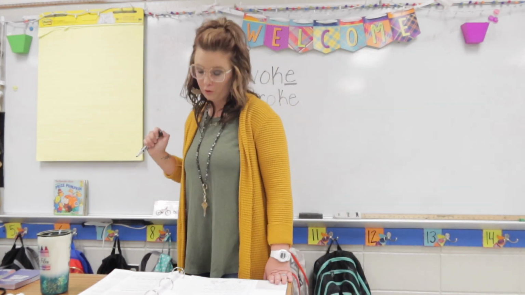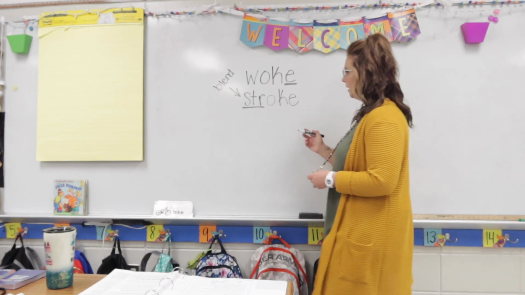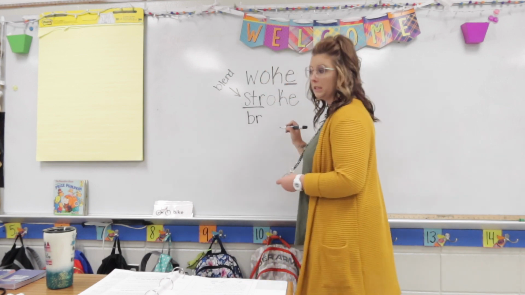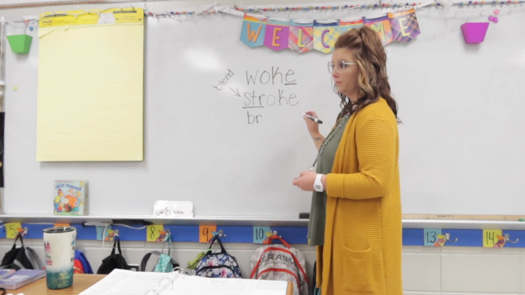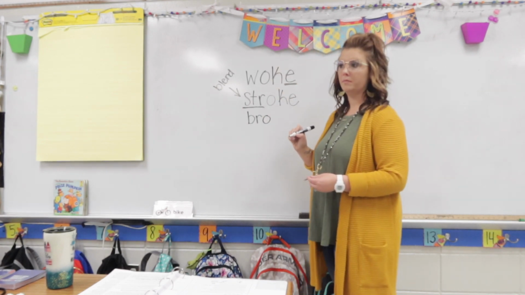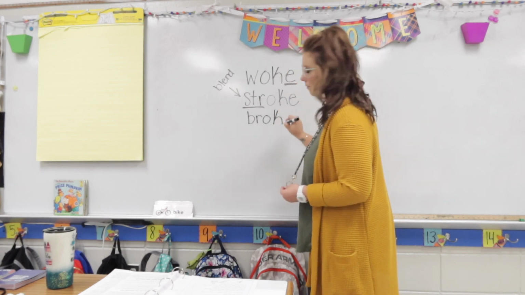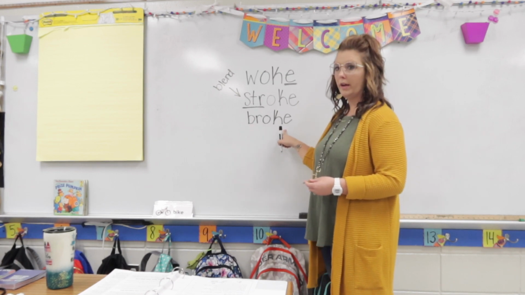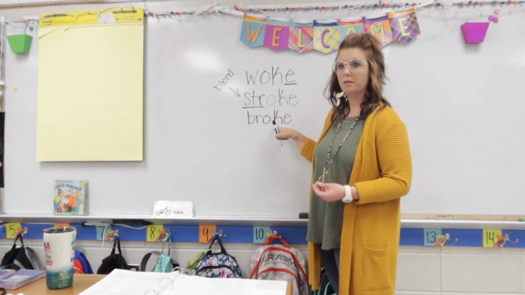What about broke? Broke. BR. What is BR? Your blend. What vowel sound? O. And then an E. Broke. We know the O has the long O sound because of the what? E. Because of that E.